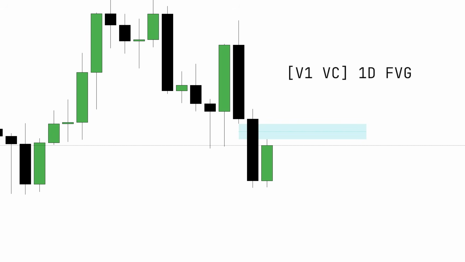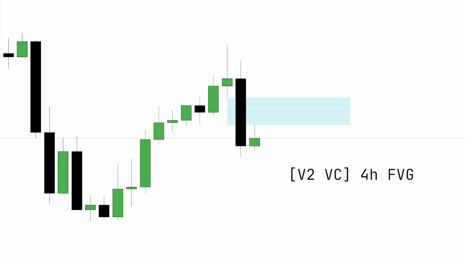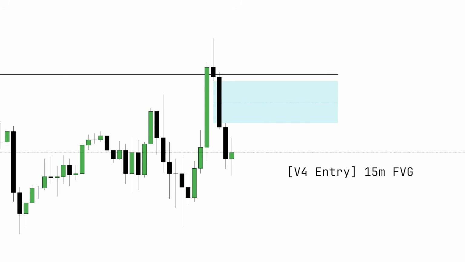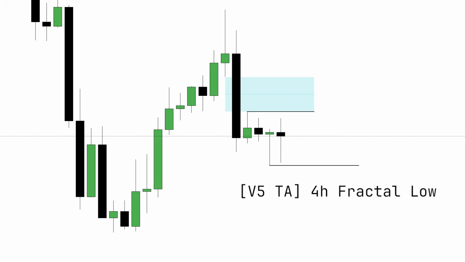V1 volume confirmation is a one-day fair value gap. V2 volume confirmation is a 4-hour fair value gap, which has become our point of interest. V3 trigger is a 1-hour fractal high. V4 entry is a 15-minute fair value gap. And V5 trouble area is a fractal low on the 4-hour time frame.